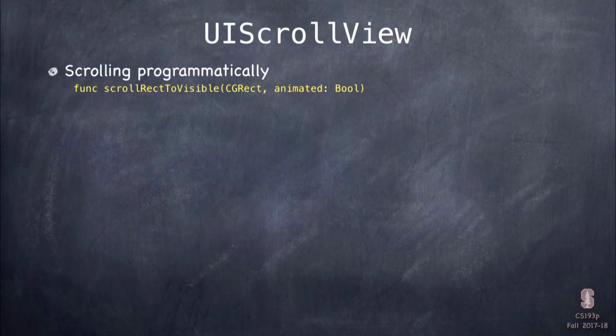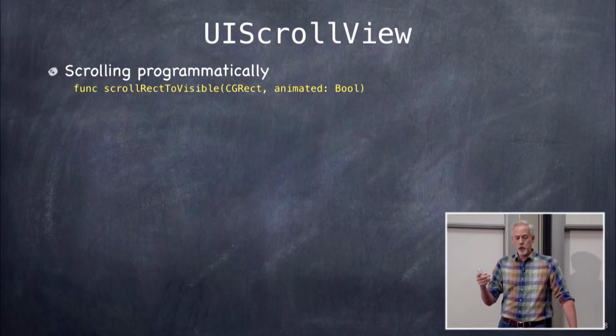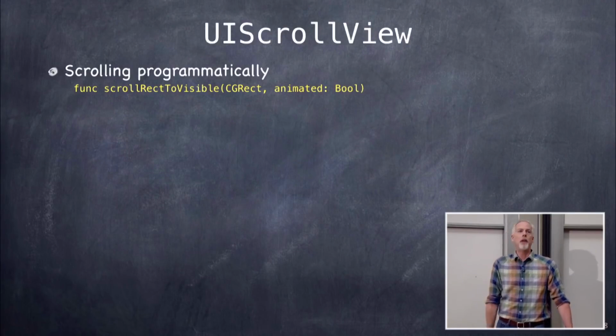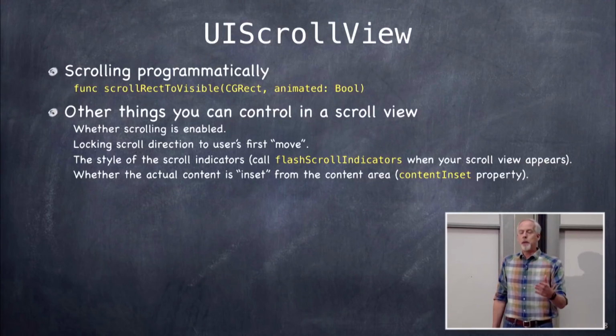You can scroll programmatically. Of course, the user can scroll with their finger, but you can do it in code by saying scroll rect to visible. You just specify a rectangle in the content area, and it will slide over to show that rectangle. You can control a lot of other things in scroll view that I don't have time to cover.